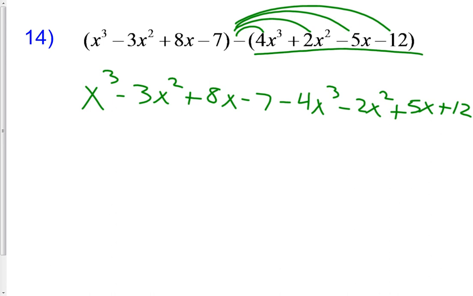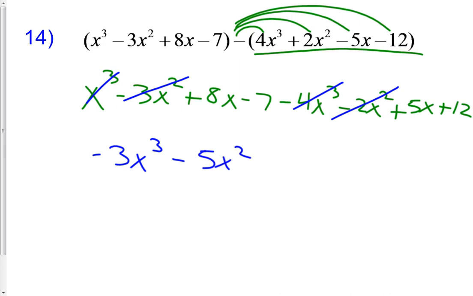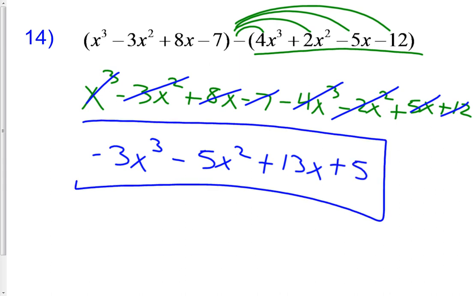So now we combine like terms again. We have 1x cubed here and a negative 4x cubed there. 1 minus 4 is a negative 3x cubed. X squareds come next, a negative 3x squared and a negative 2x squared make a negative 5x squared. X's will be the next term. 8x's plus 5x's is 13x's. And a negative 7 and a positive 12 make a plus 5. That's as simplified as we can make it.